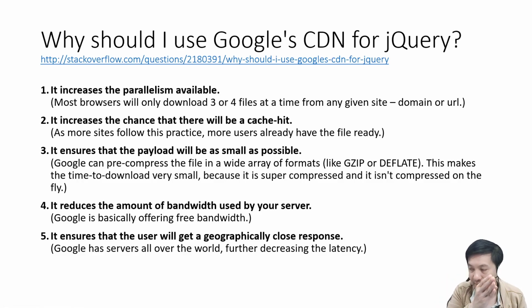Since your website may share the same version of the library with another website, if they went to another website before, they will have cached it in the browser. It will not load again, so we increase the chance of cache hits. Also, the payload is as small as possible, which reduces the amount of time. The bandwidth of Google is much faster than your server, and they also have a lot of data centers all over the world. It will take the least time to download the data.